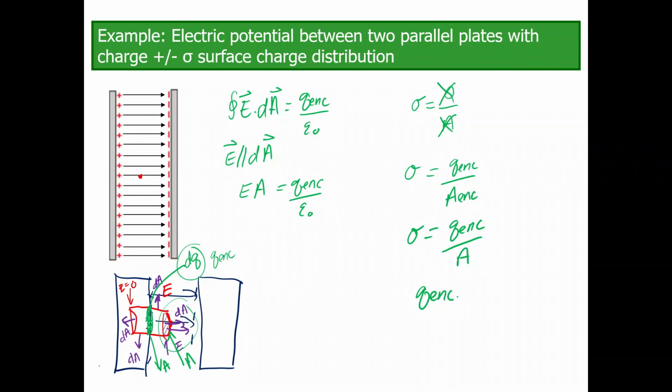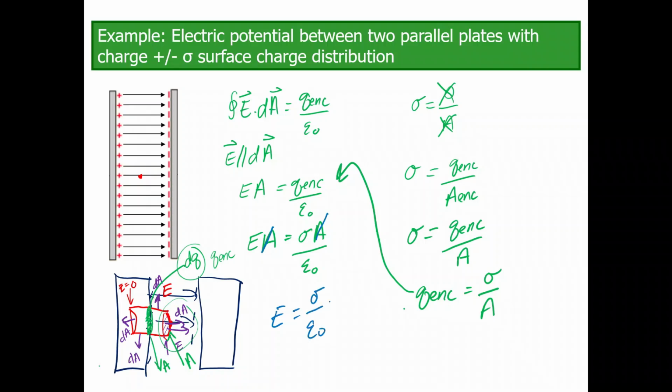So Q enclosed is going to be sigma times A. I'm going to come back over here and substitute in. I get E times A is equal to sigma times A over epsilon naught, and I see here that the A's are going to cancel. So E is going to be sigma over epsilon naught, and that is the electric field between my parallel plates. But that's not my goal. My goal is to find the electric potential between the parallel plates. So what do I do?